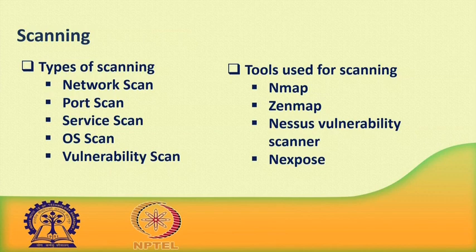Network scan basically detects the live hosts on the network. Port scan detects the open ports on the host. Version or service scan detects the software and the version of the respective service running on any particular port. OS scan detects the operating system. Vulnerability scan checks computers, computer systems, networks, or applications for weaknesses.